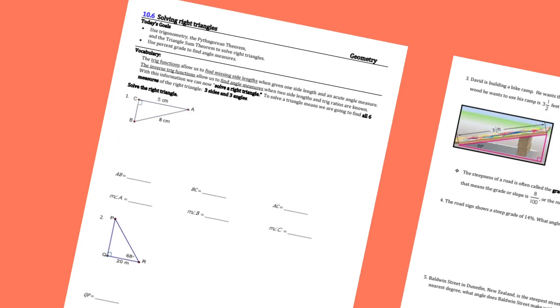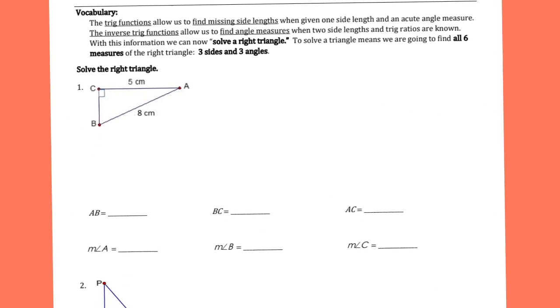Okay, so today we're going to be talking about solving right triangles. And when we're solving, we're looking for the solutions or the values of each of the triangles. And so let's look at this first one. Okay, and I think the first thing is we're looking for all the sides and all the angles.